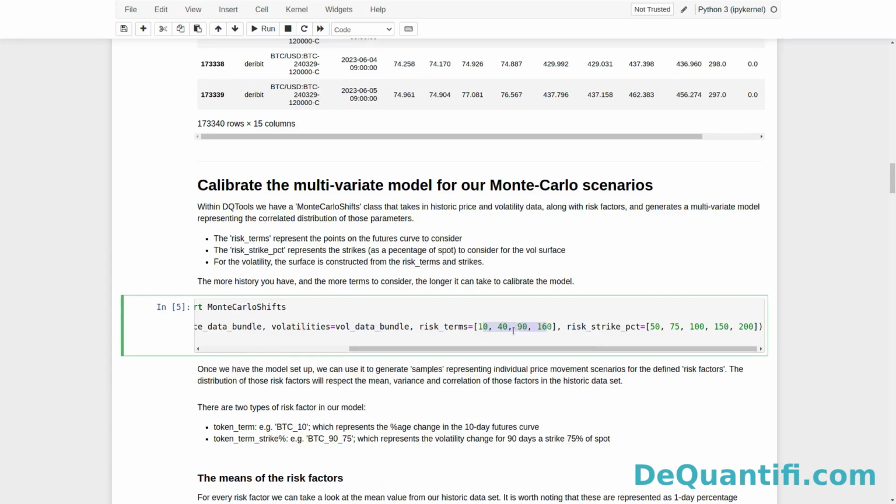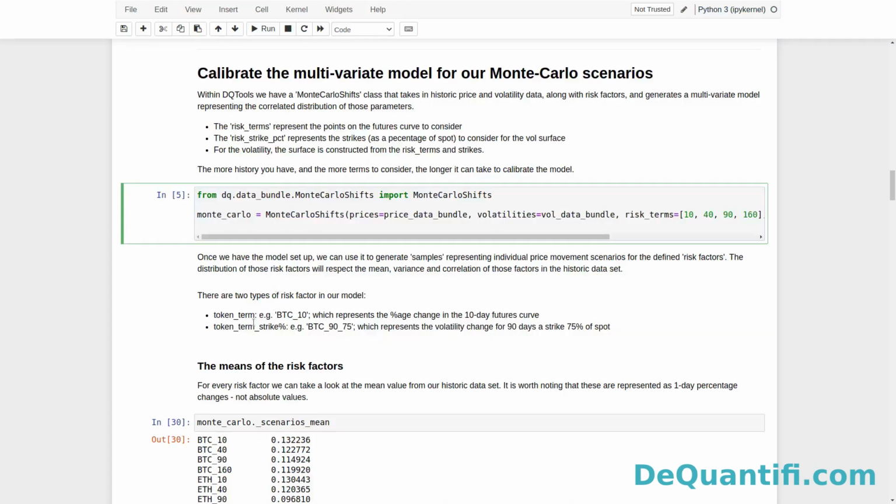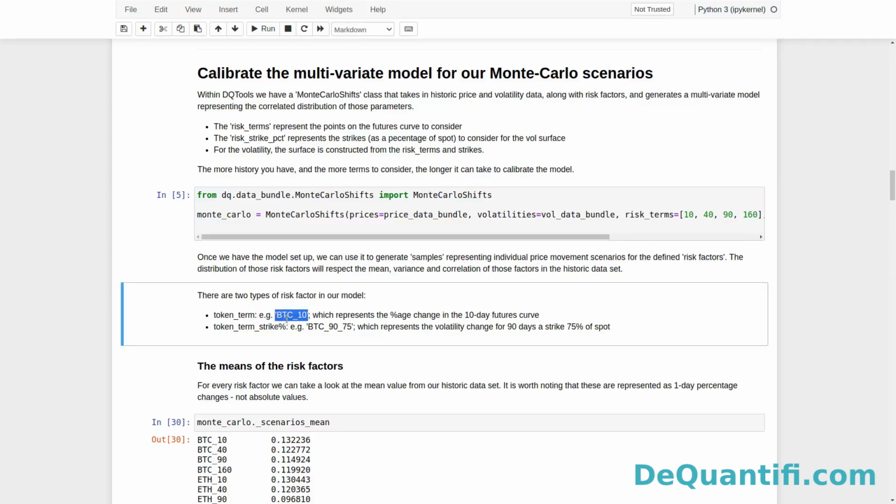So this is in days. And then we have our strike as a percentage of spot. So we've picked a few of those as well. There are two types of risk factors in our model. The first refers to the terms. So this gives us a term structure that's represented as a token, and then the number of days from today that risk factor applies. The second type, we have a token, and then we have a term, and then we have a strike, which is the percentage of spot. So that's represented in this fashion here. And that represents the change in volatility for a given number of days to expiry, and strike, kind of the moneyness, if you like.